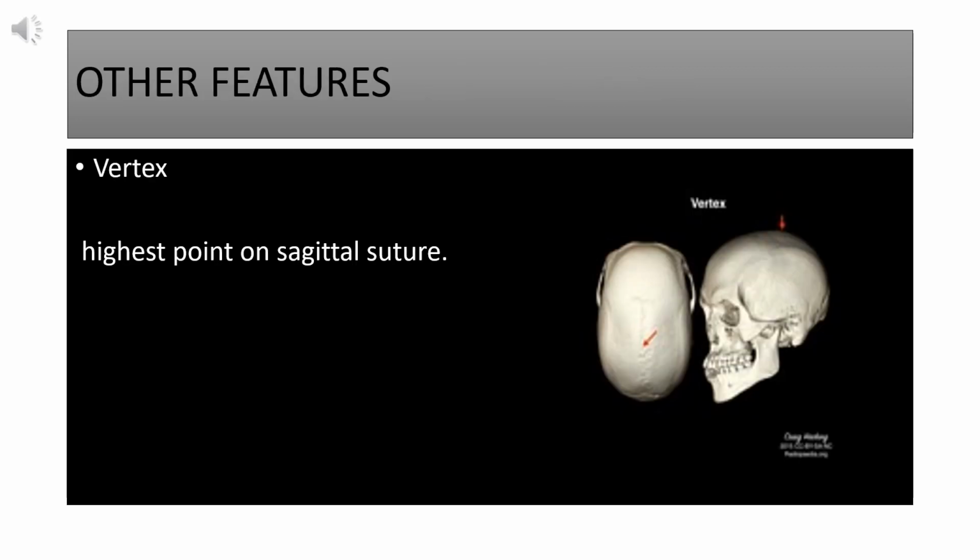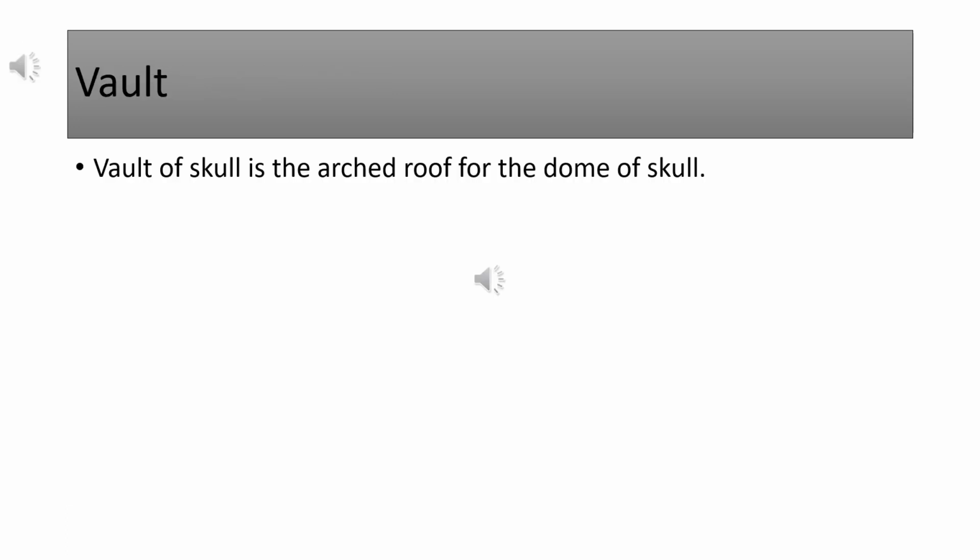Now we will talk about other features that we can see in superior view. First of all is vertex. Vertex is the highest point on the sagittal suture. Next is vault. Vault of skull is the arched roof for the dome of skull.